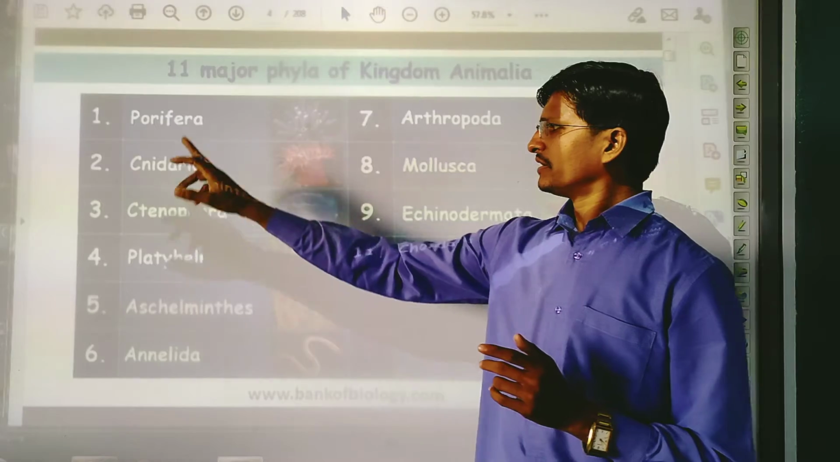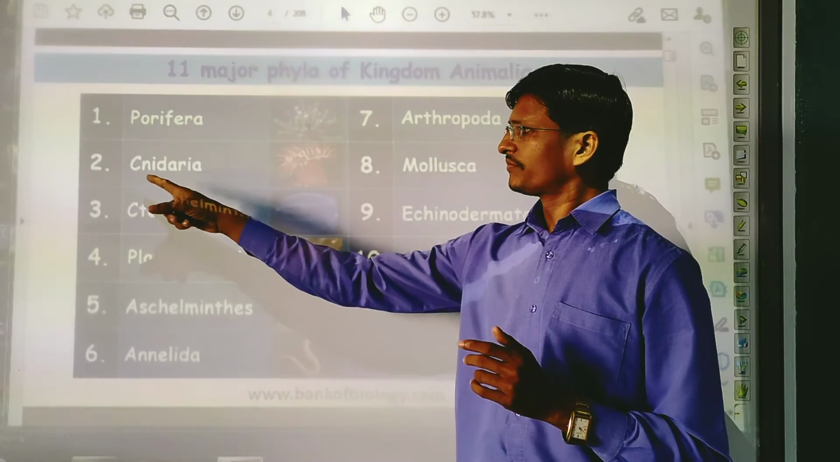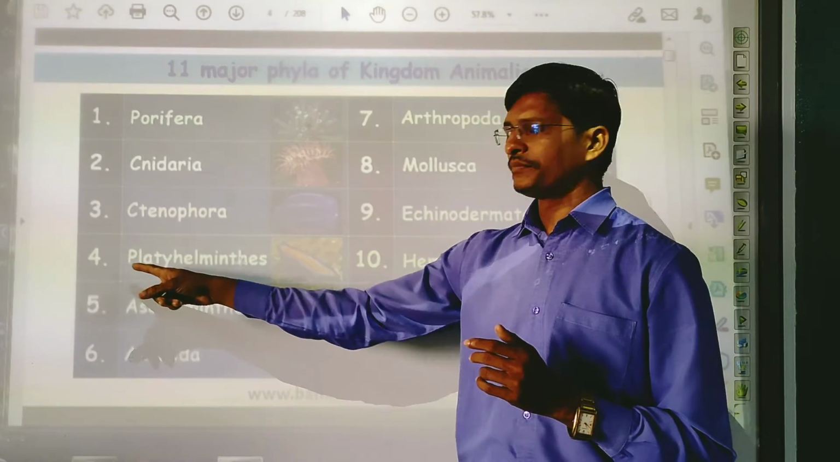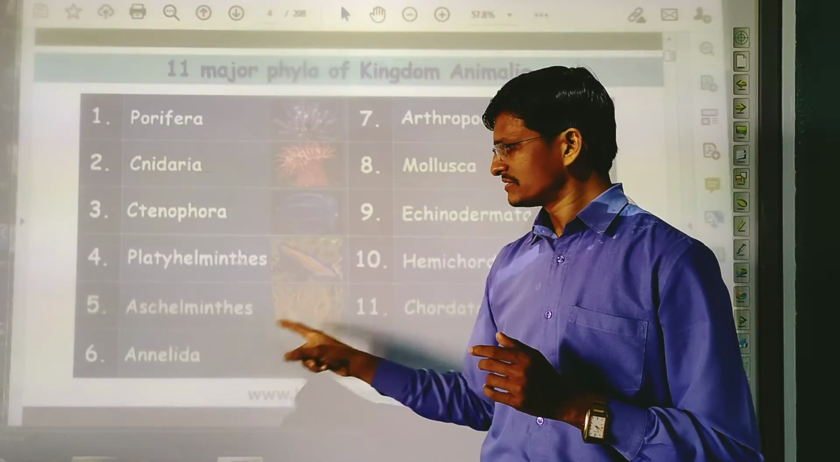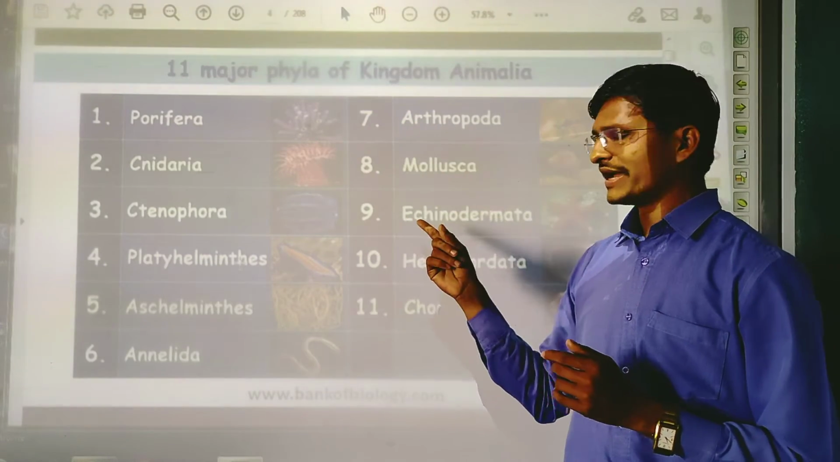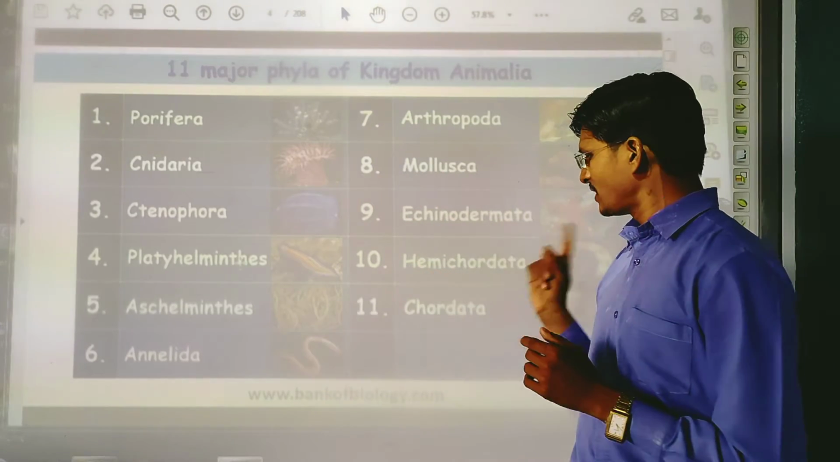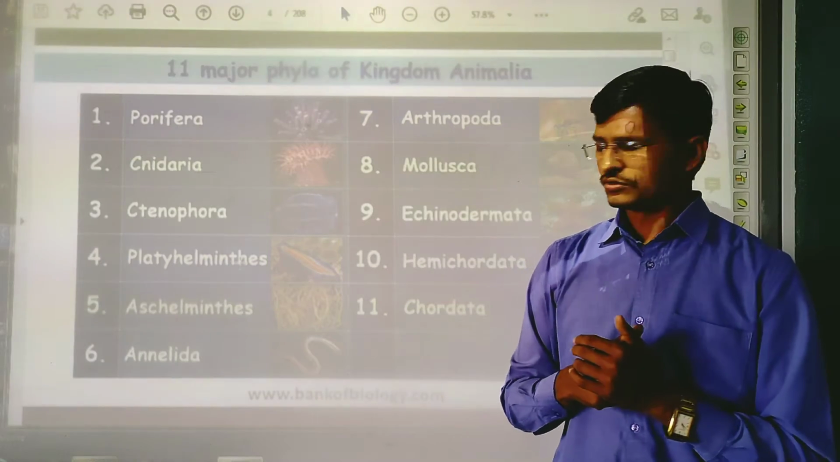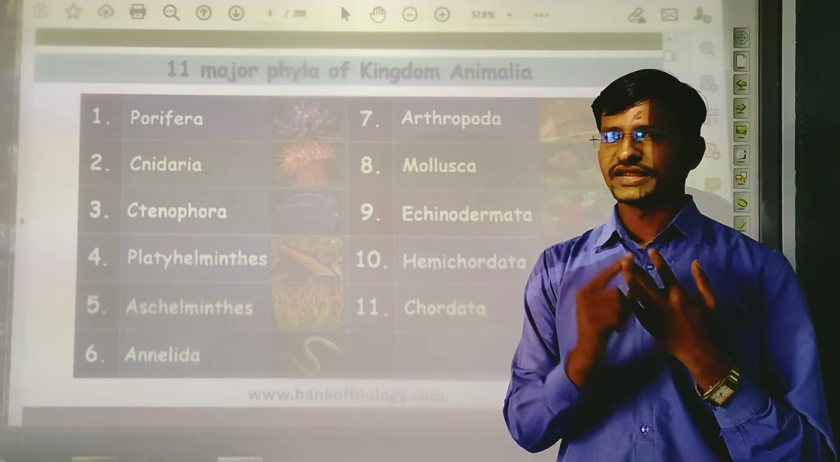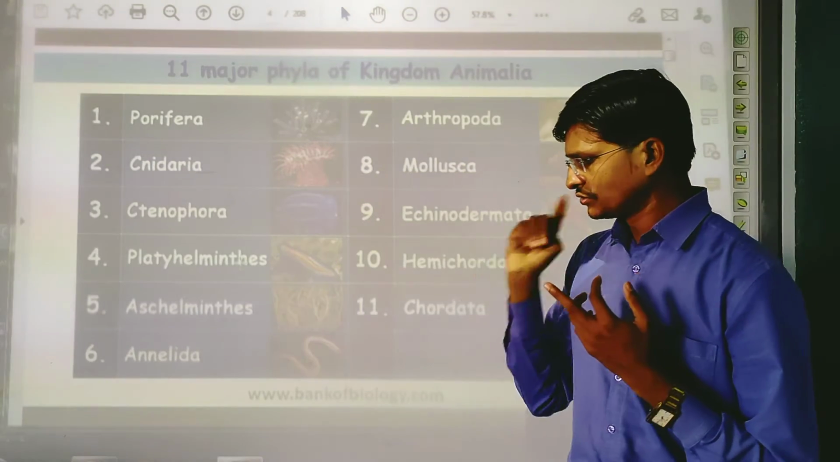So here: Porifera, Cnidaria, Ctenophora, Platyhelminthes, Aschelminthes, Annelida, Arthropoda, Mollusca, Echinodermata, Hemichordata and Chordata. So these are the 11 phyla of Animalia, and we need to remember them.